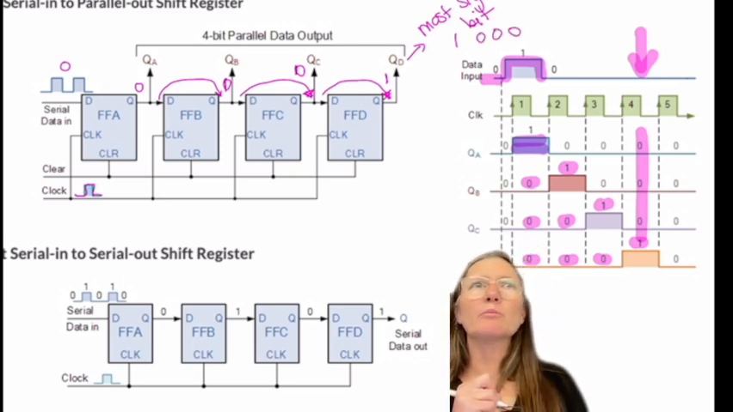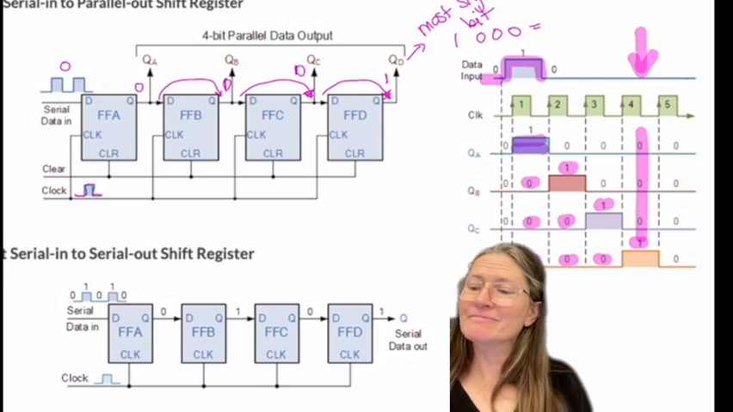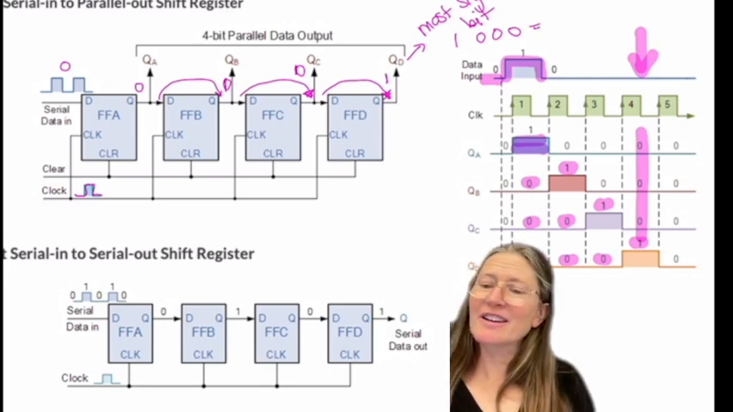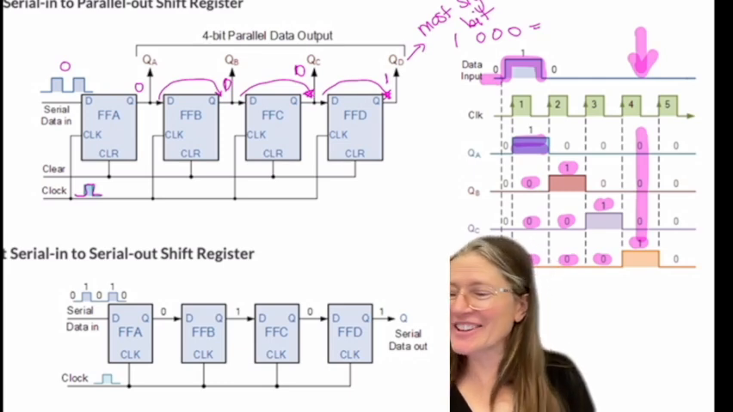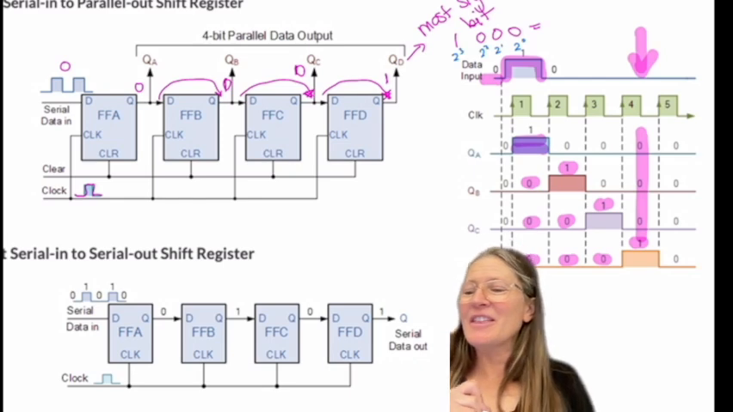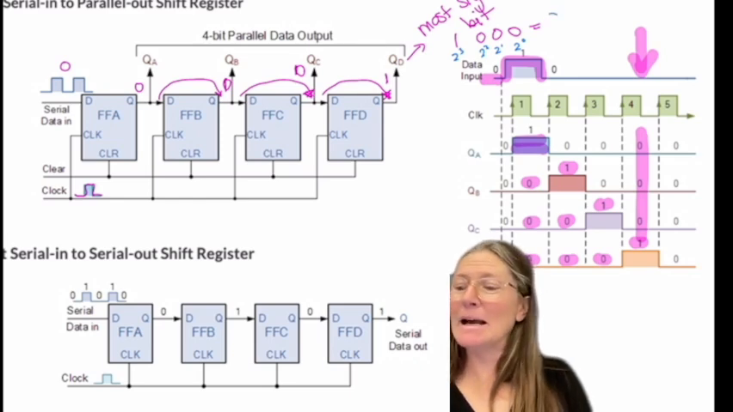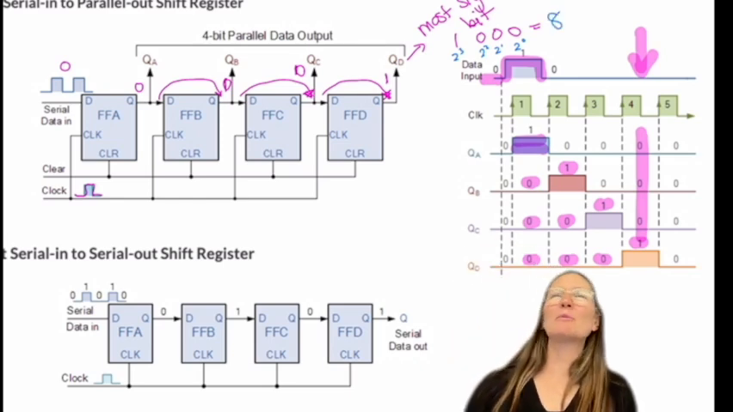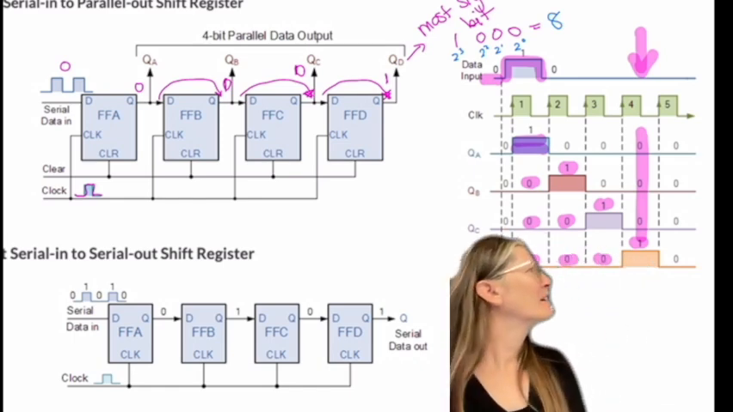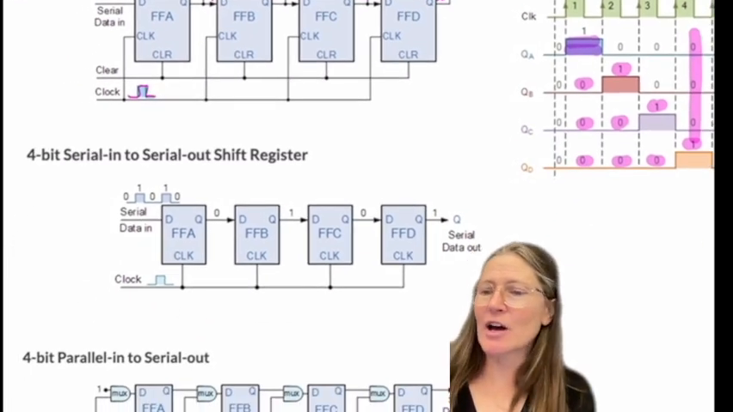So what decimal number is this? Remember, this is 0, 1, 2, 3. So it's what? 8. So that's the decimal number 8. Okay. All right, serial in to serial out.